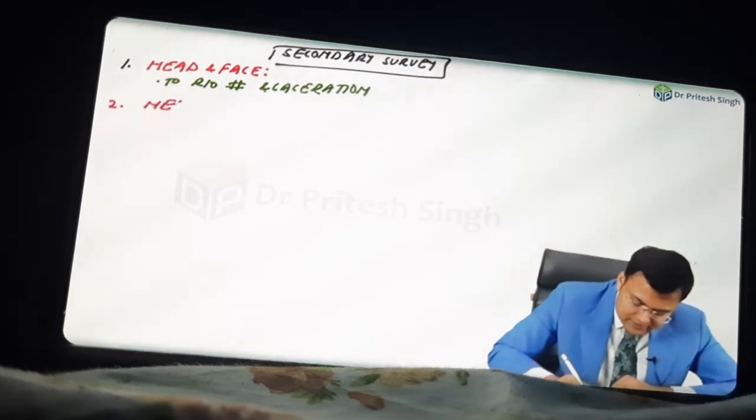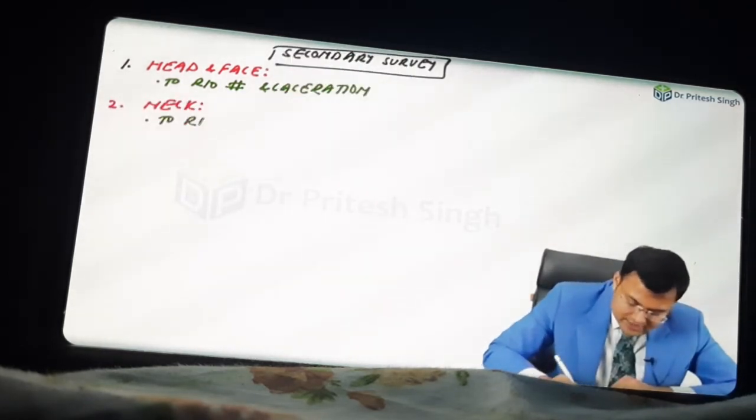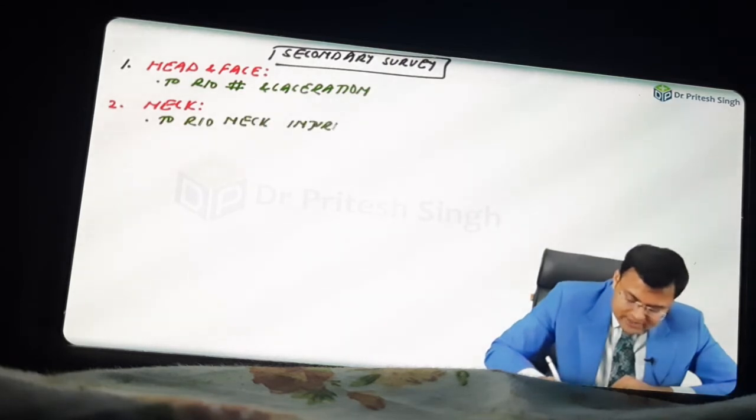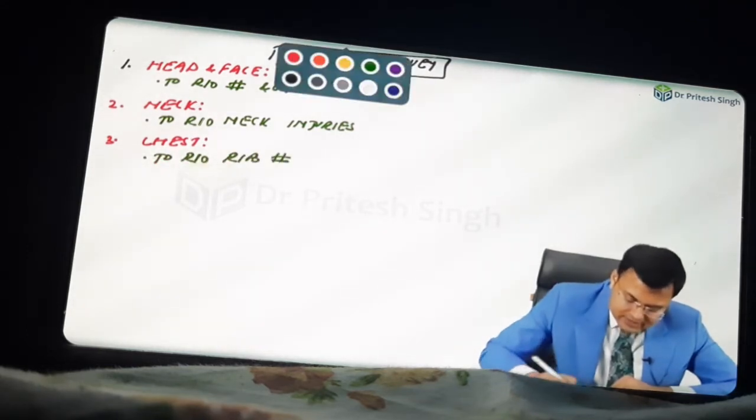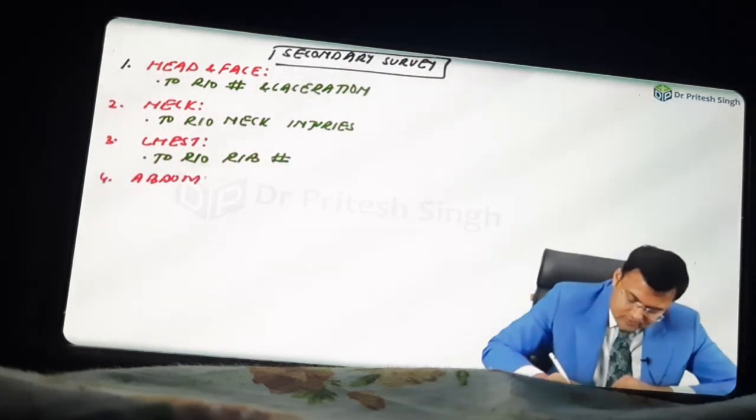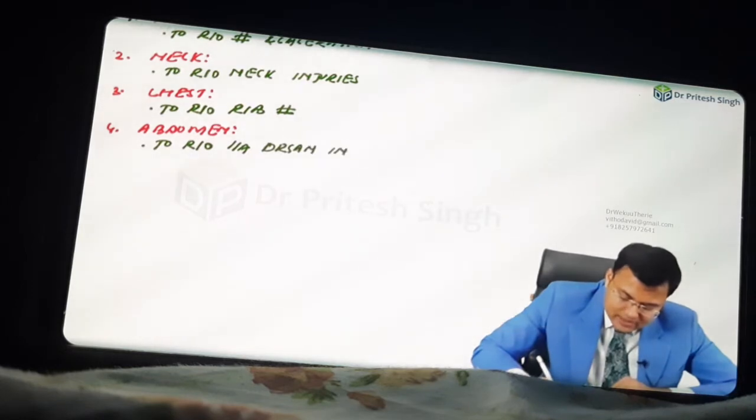Second, examination of neck to rule out neck injuries. After that, examination of chest to rule out rib fractures. After that, examination of abdomen to rule out intra-abdominal organ injuries.